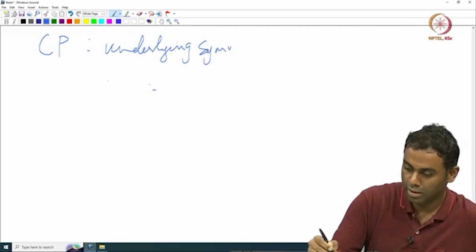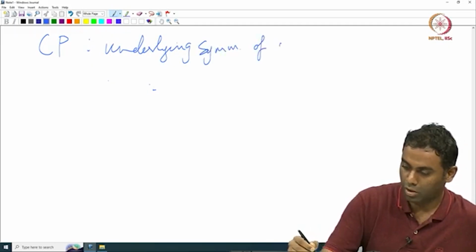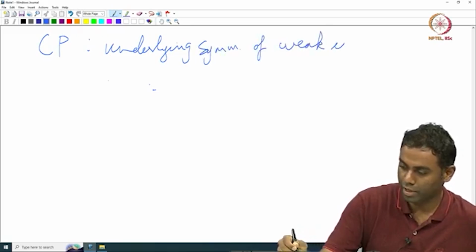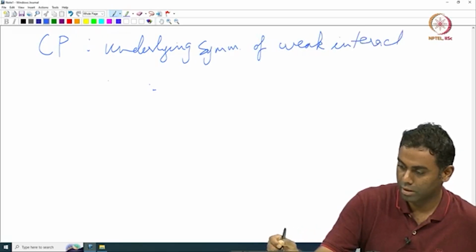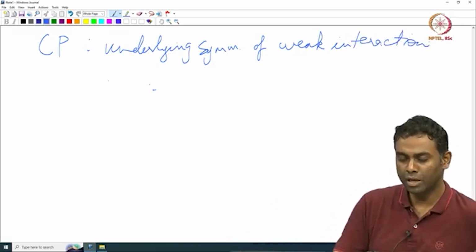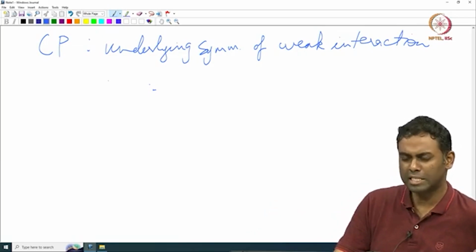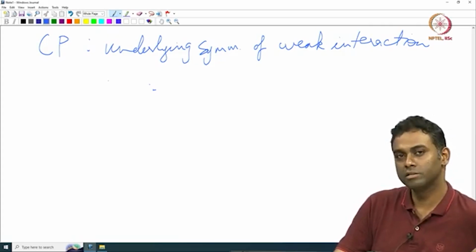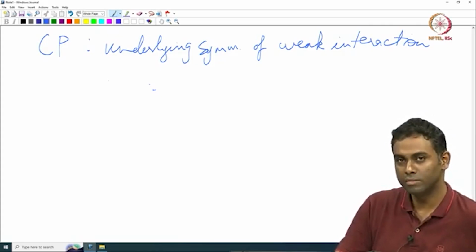Underlying symmetry of weak interactions, not P but CP. Okay, let me ask a quick question here. Is C an underlying symmetry of the weak interactions? We saw P is not. What about C?